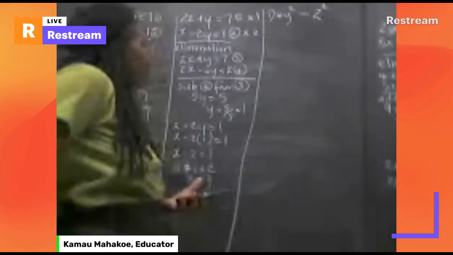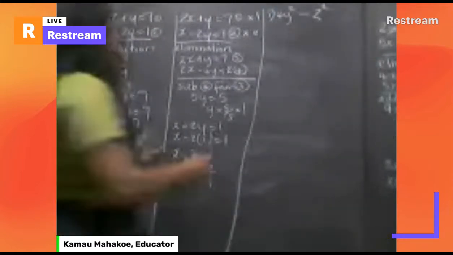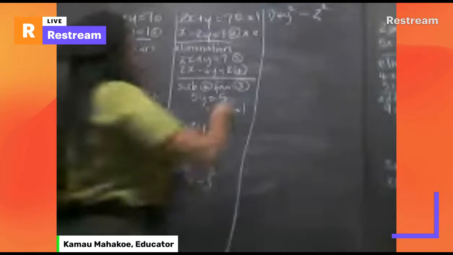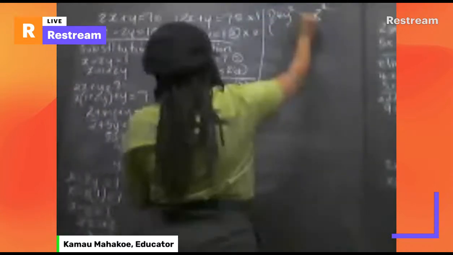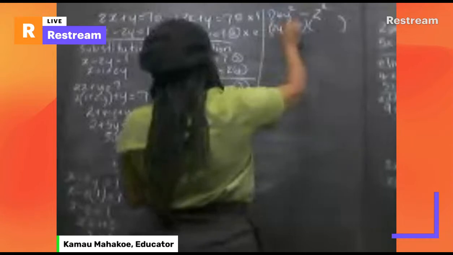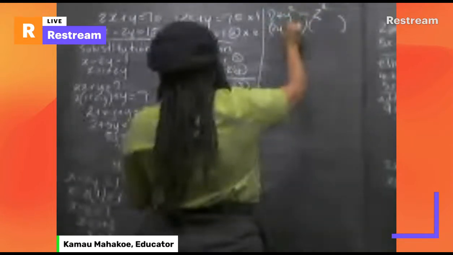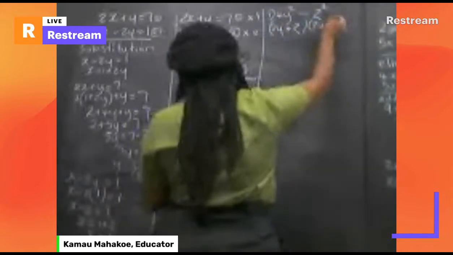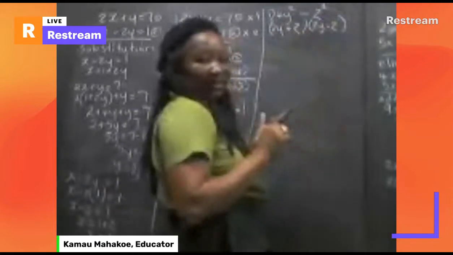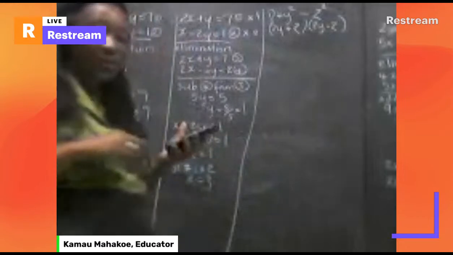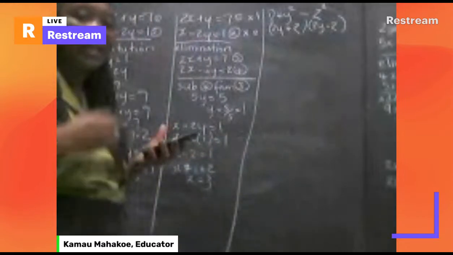The square root of 4y squared is 2y, and the square root of z squared is z. So 2y plus z, 2y minus z. That's how we factorize using the difference of squares.